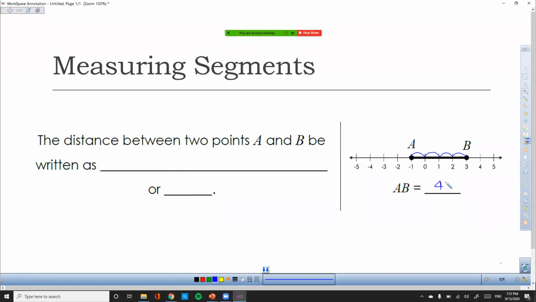The distance between 2 points, point A and point B, can be written as the length of segment AB. Or in geometry, we just write it as AB. This alone is already asking us what is the length of segment AB. That's what it says when you have the two letters without the little bar on the top.